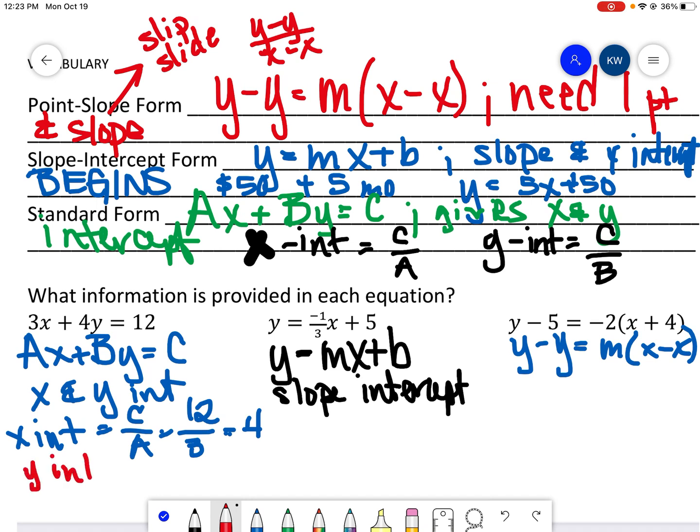The y-intercept I'm going to do similarly, c divided by b. C is 12, b is 4, so the answer is 3.